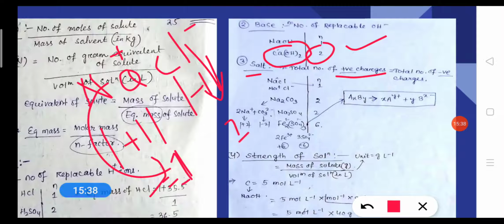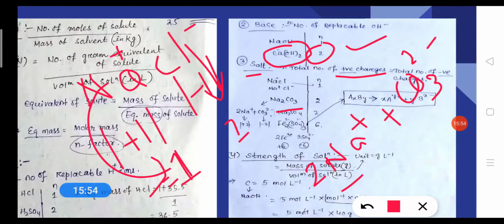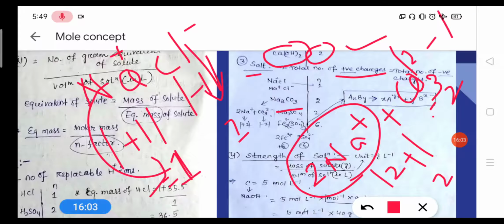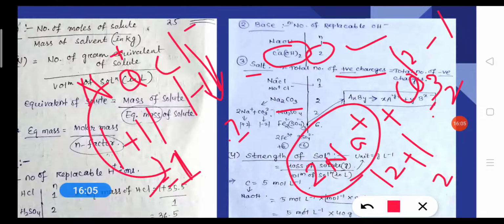Both values are the same. Then it is the total number of positive charge or total number of negative charge, only charge. In case of Na2CO3, the total positive charge is from 2 Na plus, and CO3 2 minus. The total positive charge is 2 plus, its magnitude is 2, and 2 minus, its magnitude is 2. Then that is the n factor in case of salt.